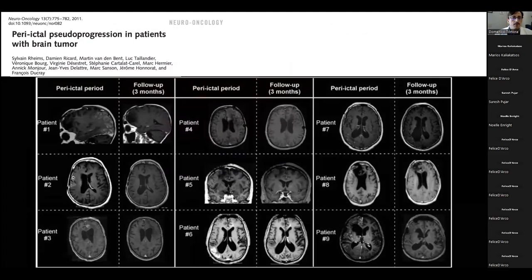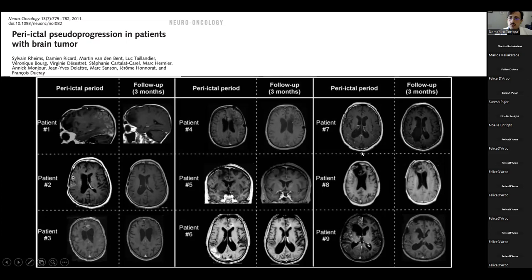Coming back to neuroimaging, we have an important tool that we can use for evaluating the integrity of the blood-brain barrier, in particular the injection of gadolinium. These are images taken from the literature in patients with operated brain tumors who presented seizure events during the follow-up. You can see the MR images acquired, all post-contrast T1 weighted images acquired in the periictal period, showing in all cases a focal area of corticopial enhancement. You can also see the early follow-up after 3 months.